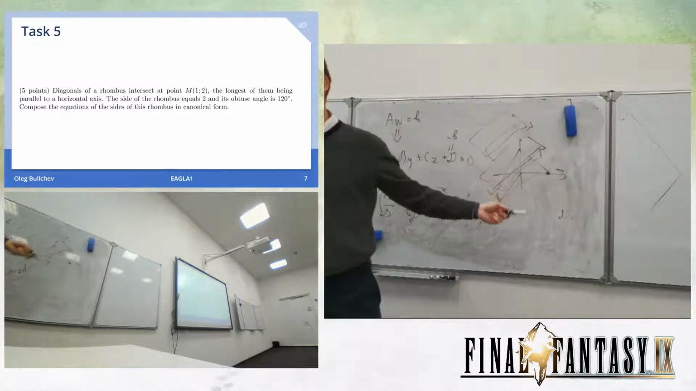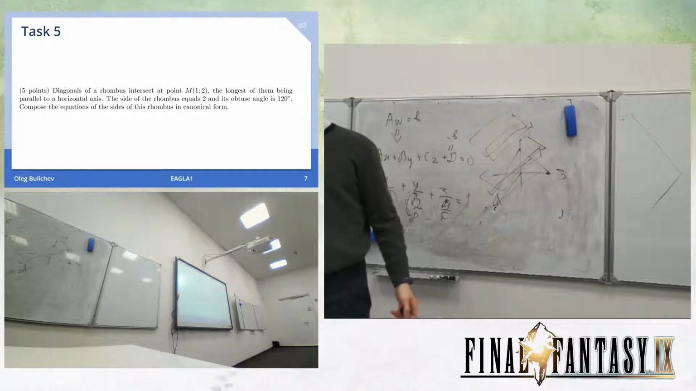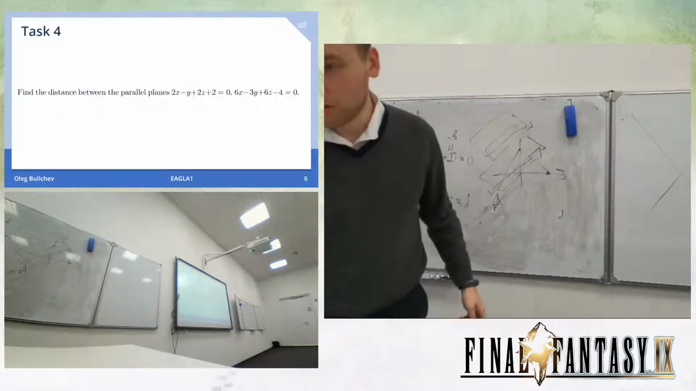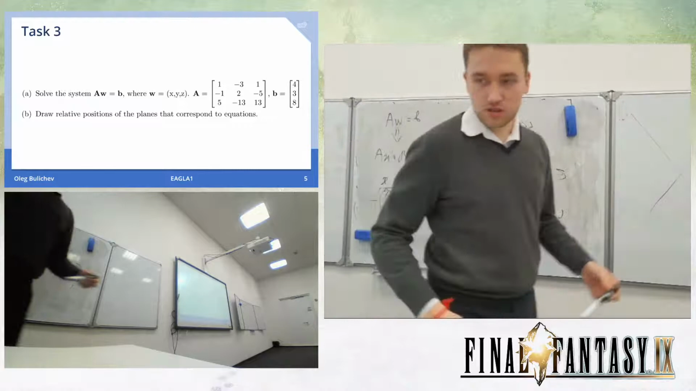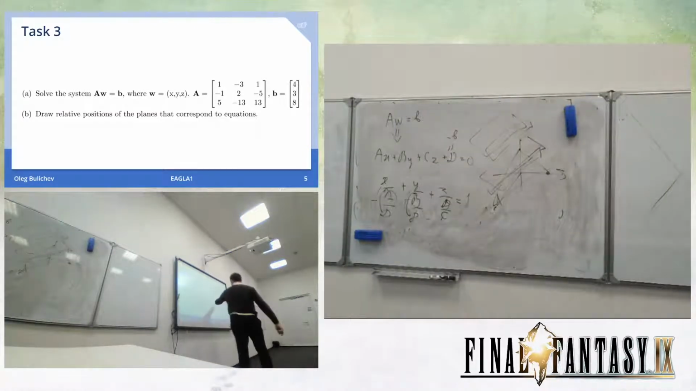So you need to draw 3 planes. A, B, this is a plane. This is the equation of a plane. You have 3 equations of planes: 1, 2, 3. So draw the difference of their relative positions.